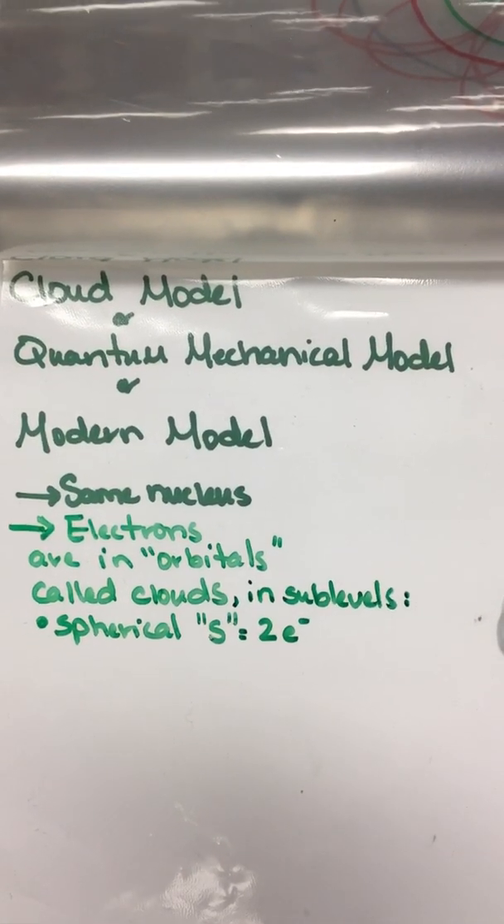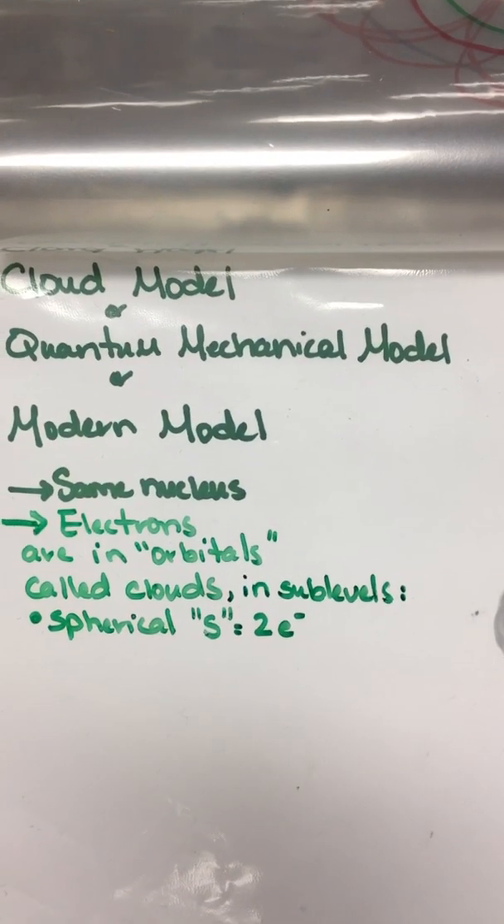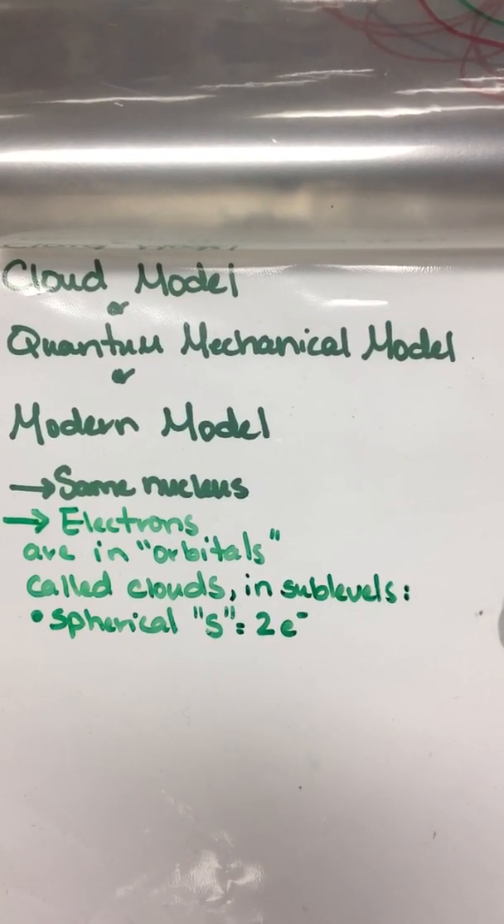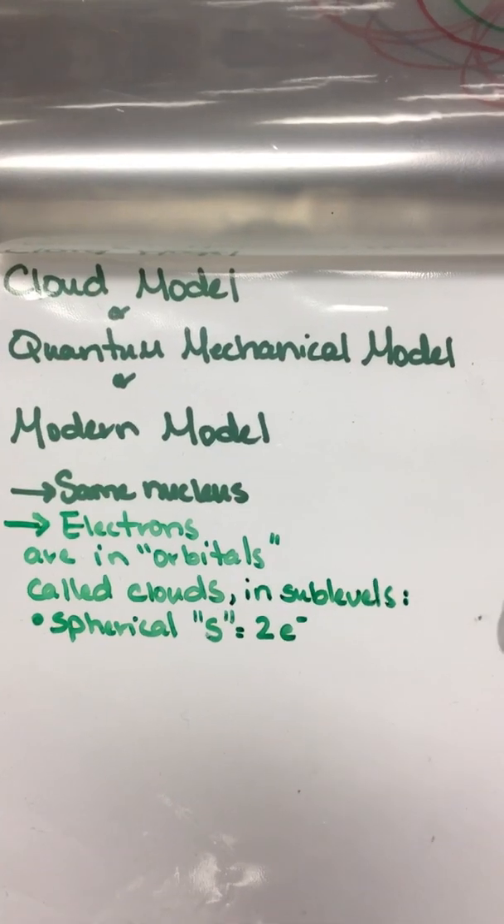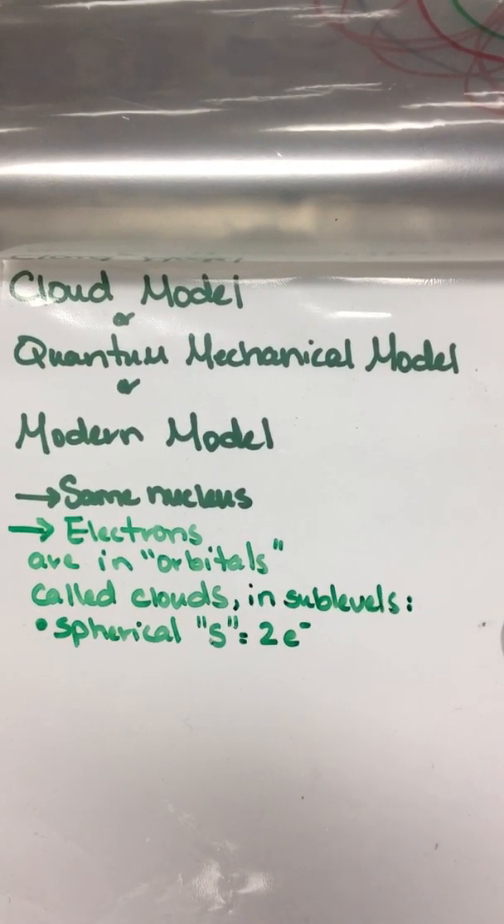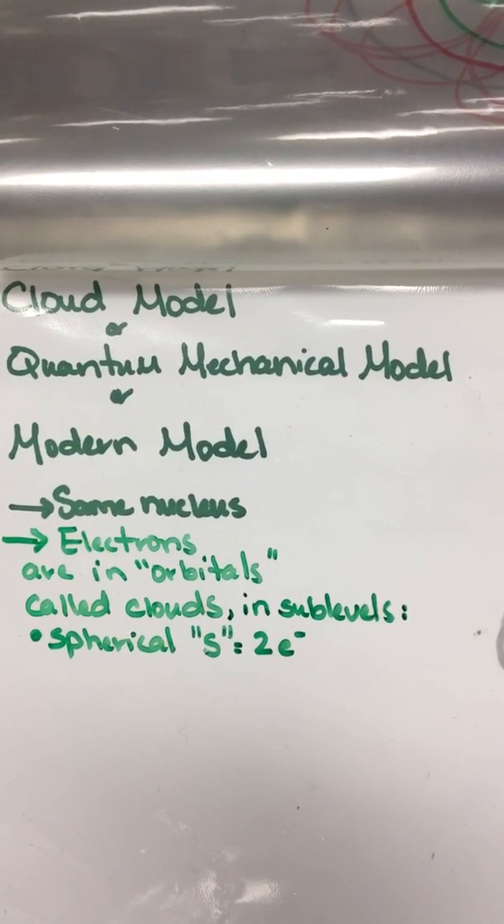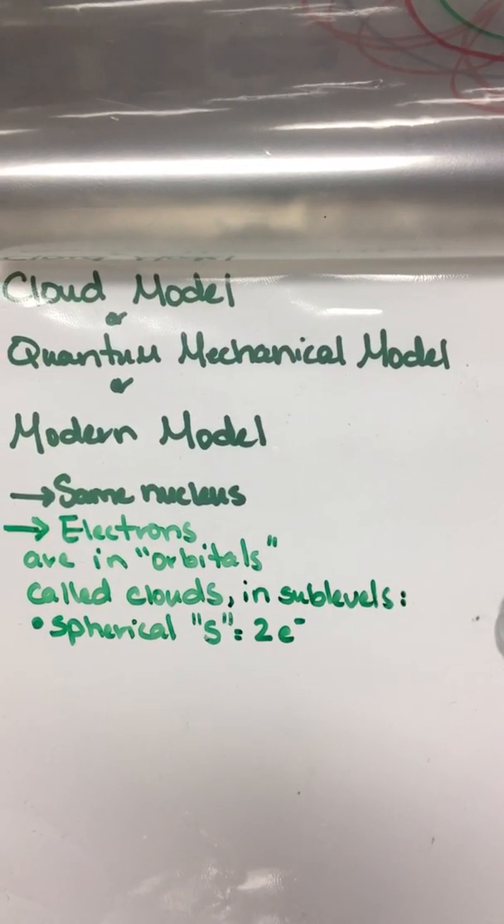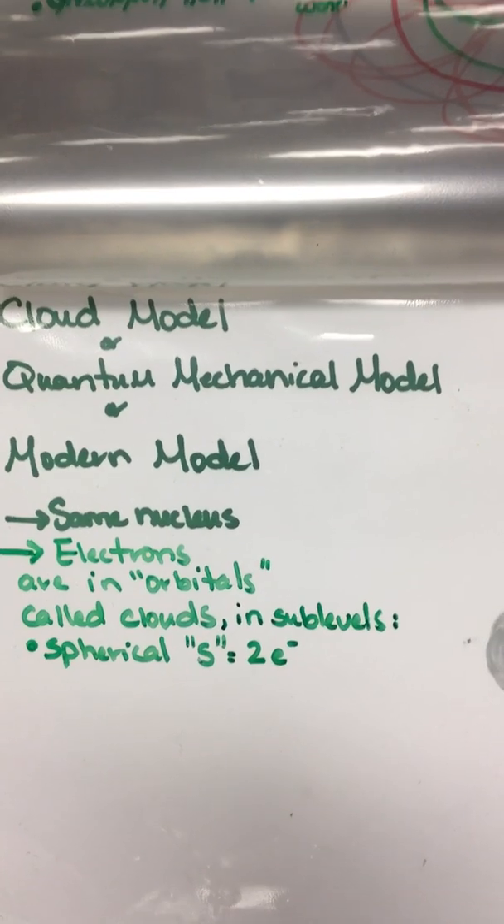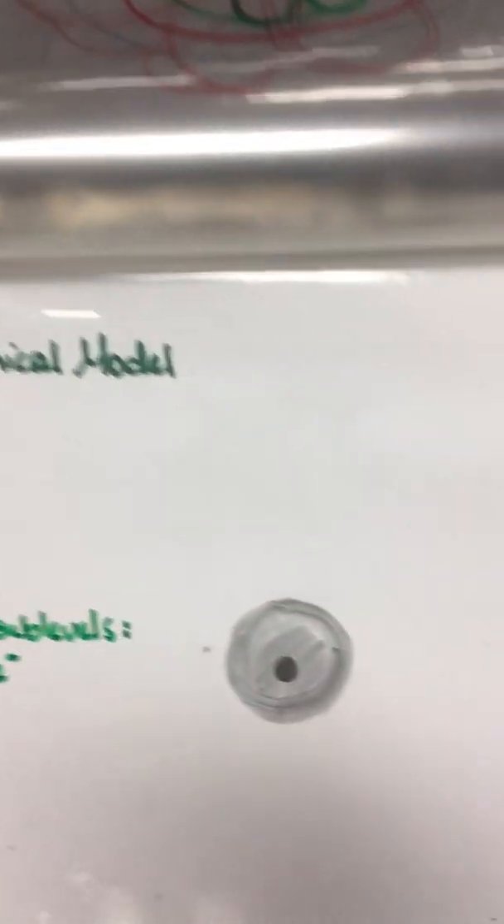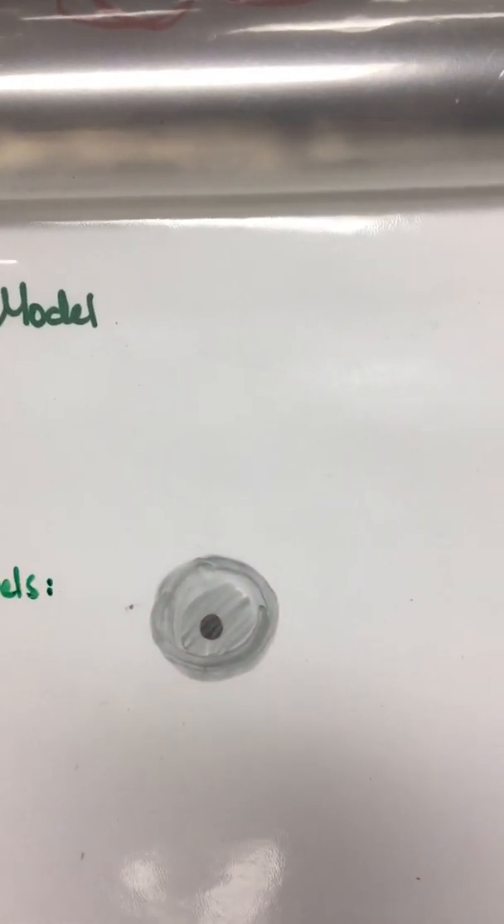These orbitals are organized into sublevels, and the sublevels are designated with letters. So if you have an S sublevel, it can hold 1 orbital, and the shape of that orbital will be spherical. And so the S sublevel with 1 spherical orbital can hold a maximum of 2 electrons. And here's the cloud that I've drawn around the nucleus.